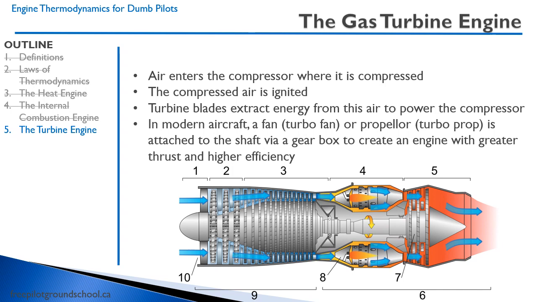So let's talk about gas turbine engines. The air enters the compressor where it is compressed. The compressed air is then ignited. The turbine blades extract energy from this air to power the compressor. And so in modern aircraft, a fan, you have a turbofan or a propeller, is attached to the shaft via a gearbox to create an engine with greater thrust and higher efficiency. So back in the day, years ago when they first had them, they just had turbojets. They didn't have a fan. It was just compressors, and they were awfully inefficient.